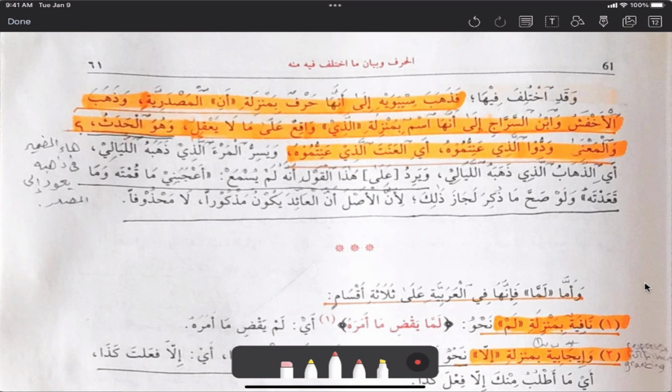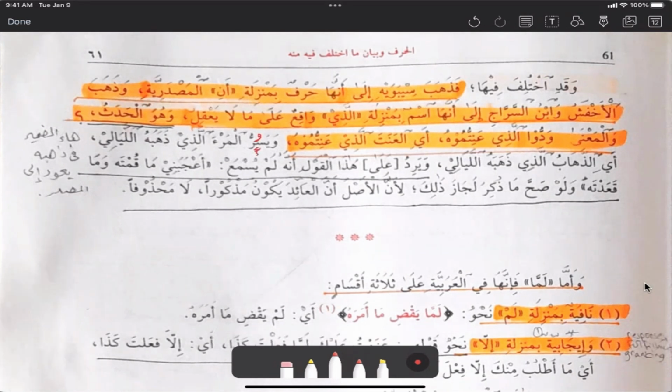So "what," as opposed to "who." وَهُوَ الْحَدَث. And what it would be in this case is the occurrence itself. وَالْمَعْنَى وَدُّ الَّذِي عَنِتُّمُوهُ. Then the meaning according to this way is that they loved that which afflicted you. They loved ma anittum, that which afflicted you, أي العنة التي عنتموه, meaning what I just said.